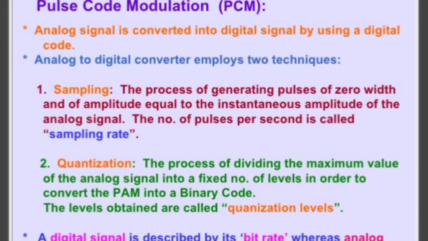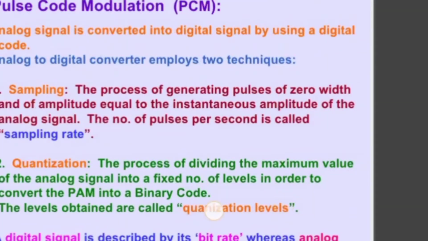Quantization is the process of dividing the maximum value of the analog signal into a fixed number of levels in order to convert the PAM into binary code. These levels are called quantization levels. A digital signal is described by bitrate, whereas an analog signal is described by frequency range. Bitrate is equal to sampling rate times the number of bits per sample, that is pulse code modulation.